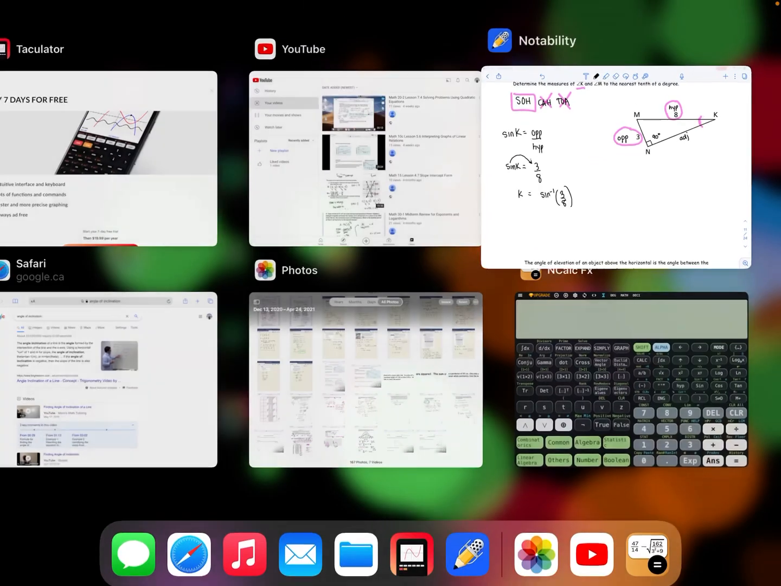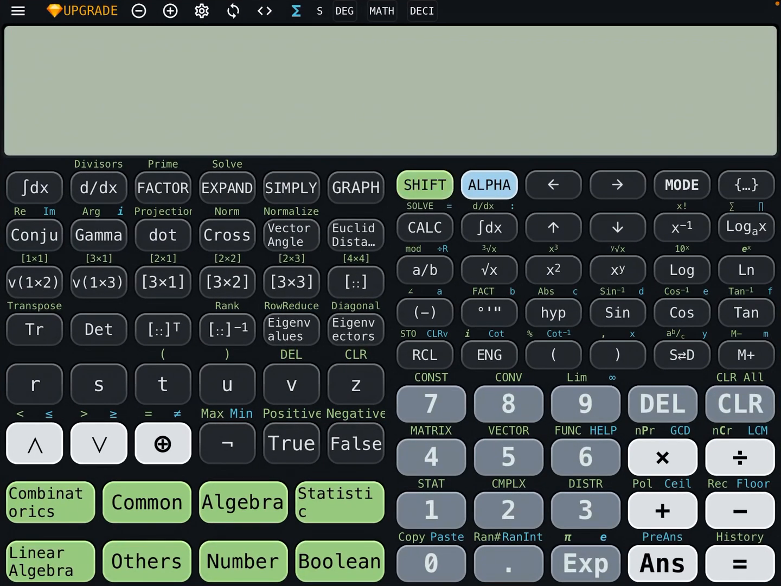So we're going to have to do sine inverse of 3 over 8. So you're going to have to do second or shift sine, and then you're going to go 3 divided by 8 in brackets. 3 divided by 8, close your brackets. This is what you get. You get an angle of 22 degrees.